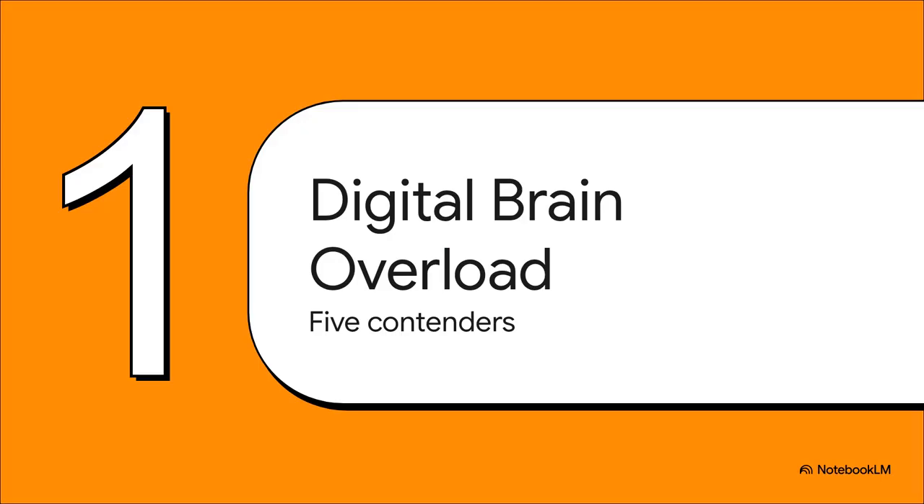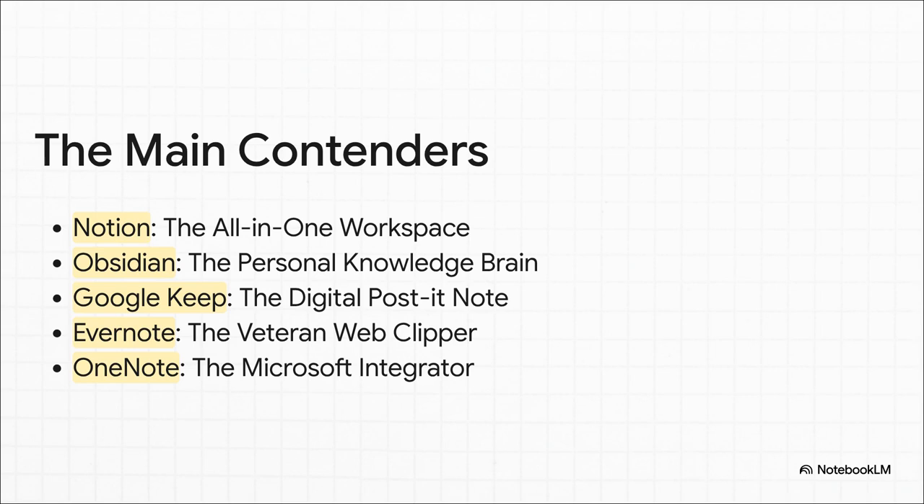Okay, so to do that, we're going to focus on 5 of the biggest names out there. And trust me, each one has a totally different take, a different philosophy on how you should organize your world. We're talking about Notion, which is that huge, all-in-one workspace. Then you've got Obsidian, the super private second brain for deep thinkers. Google Keep, that's your digital sticky note, basically. And of course, the 2 big veterans, Evernote, the king of clipping stuff from the web, and OneNote for everyone living in the Microsoft world. You can already see, right? Each one of these serves a completely different master.